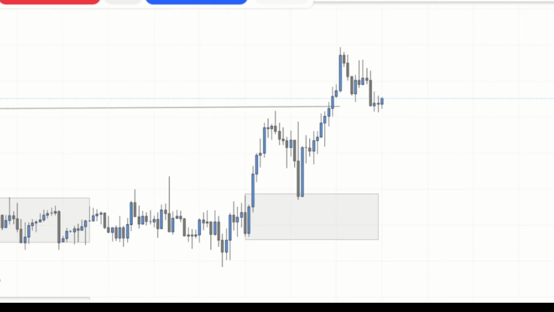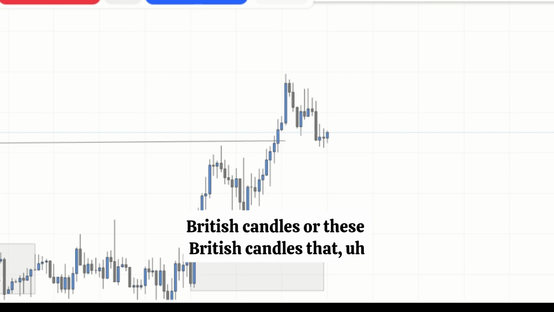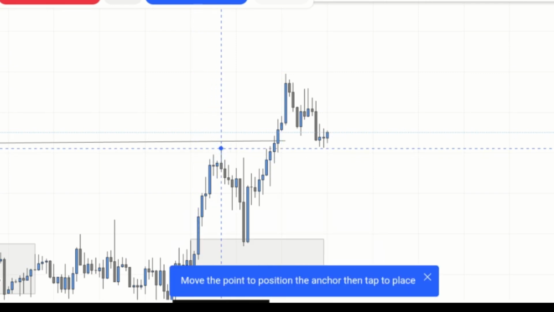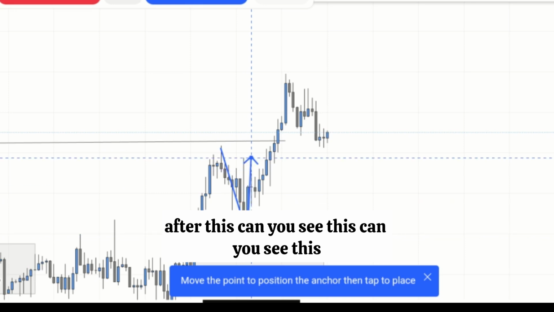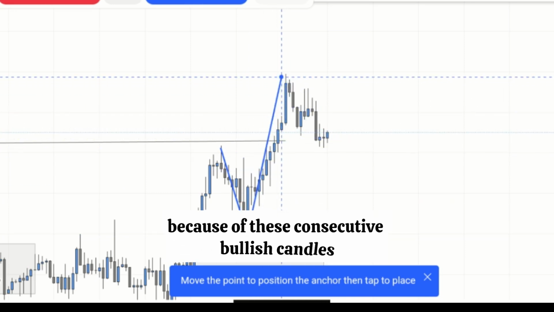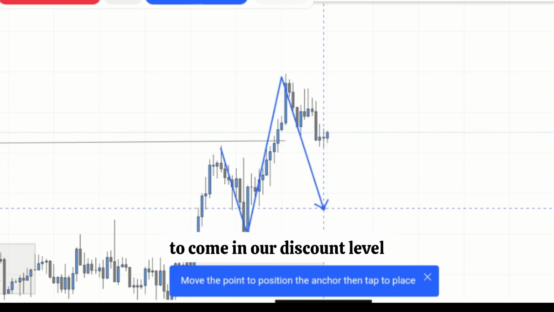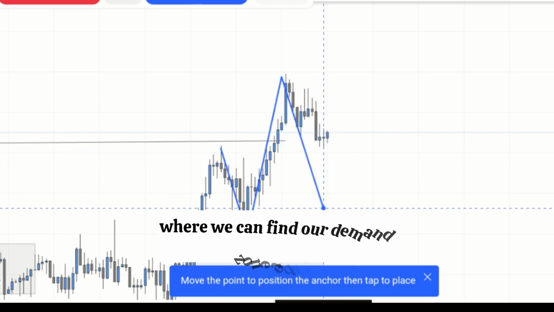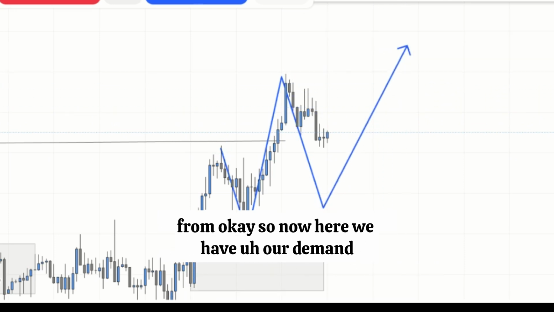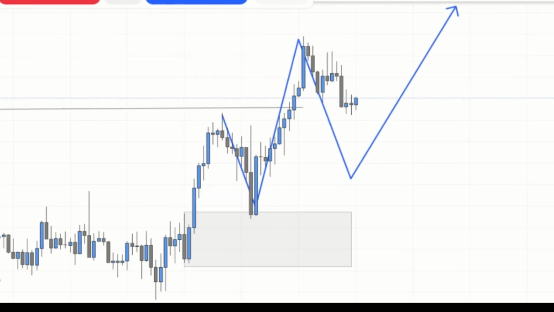Let's wait for it because of this. You see these bullish candles that have been shown here. After this, can you see this buying pressure, guys? Because of these consecutive bullish candles, now we are waiting for the market to come into our discount level, where we can find our demand zone to buy from. Okay, so here we have our demand zones.